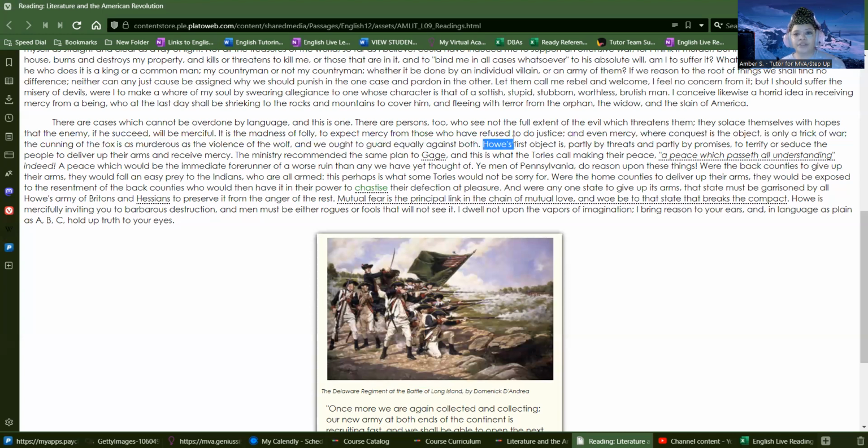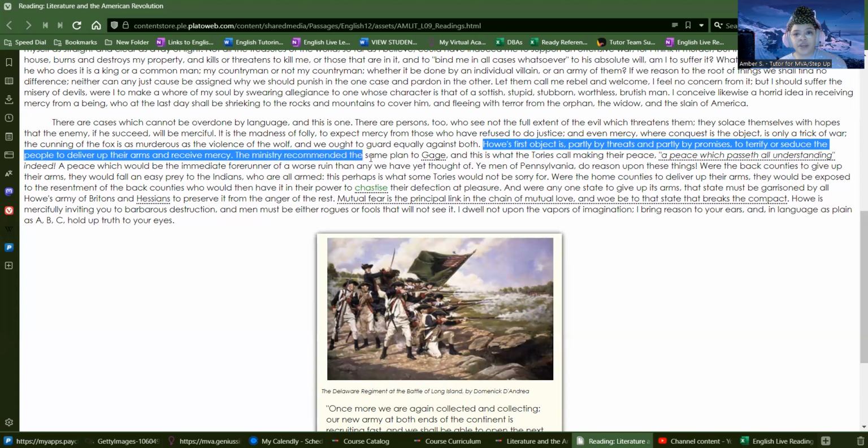Howe, remember that's the general in charge of the British Army. Howe's first object is, partly by threats and partly by promises, to terrify and seduce the people to deliver up their arms and receive mercy. So he's telling you that the objective of this war general is to get people to give up their weapons so they can't defend themselves and receive mercy. Because once they have your weapons, then it doesn't really matter what they promise you, right? They can force you to do anything.